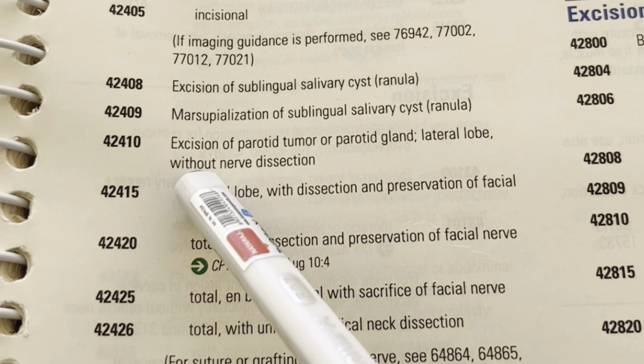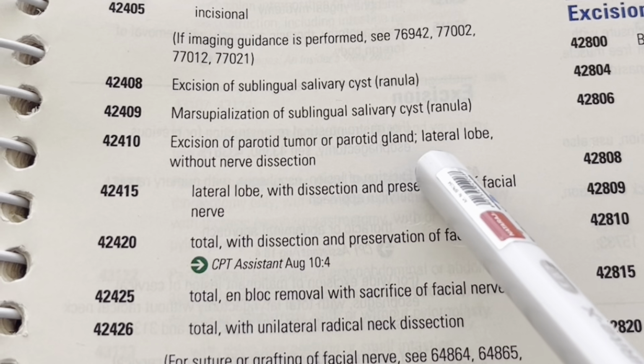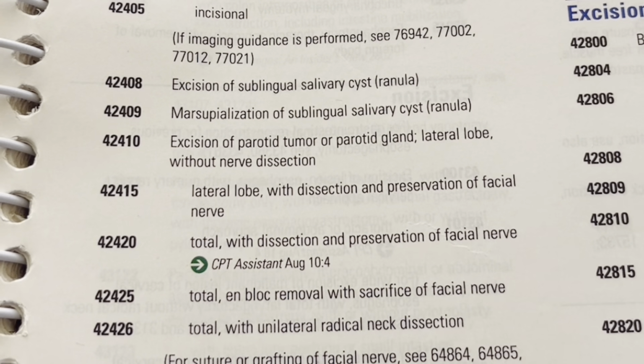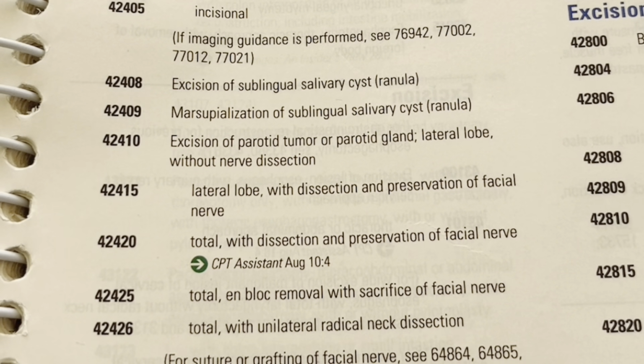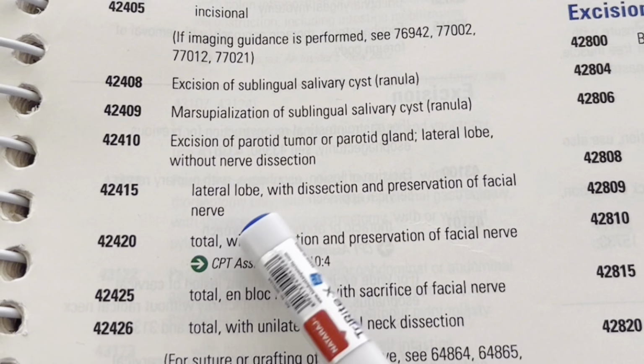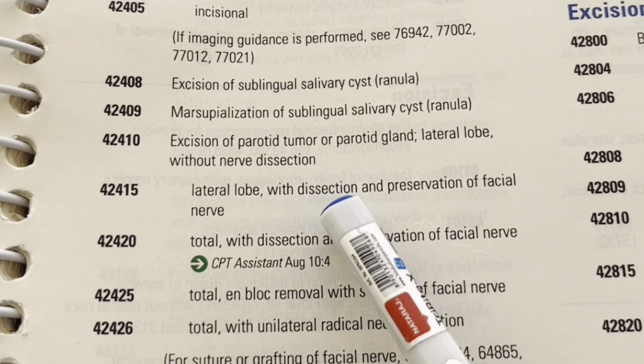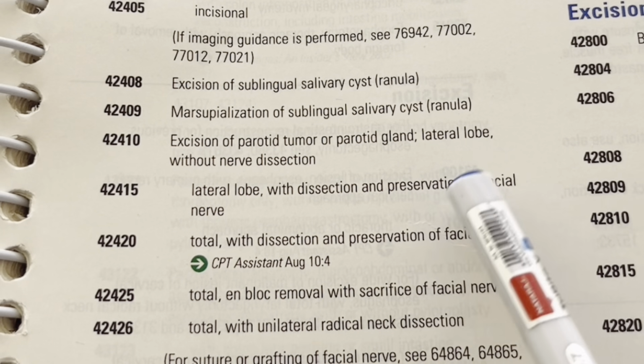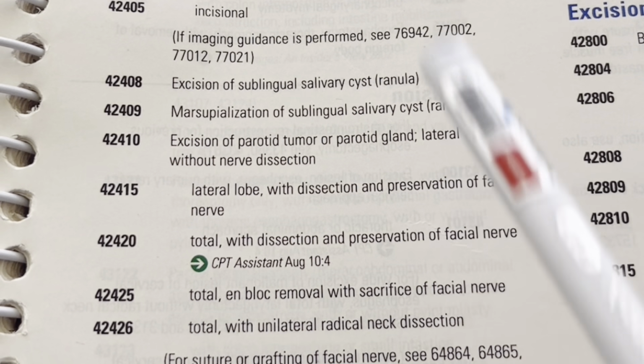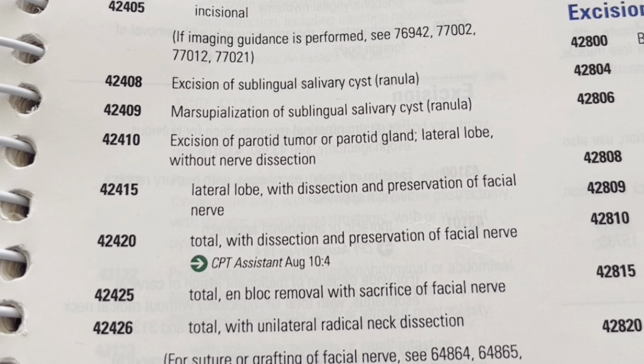Here it is: excision of parotid tumor or parotid gland, lateral lobe without nerve dissection. In our question, it is a right lateral lobe parotidectomy with the dissection. So that will not be the answer. Option B, 42415. What is 42415? Lateral lobe with dissection and preservation of facial nerve. Yes, this is what our question says, with the dissection and preservation of facial nerve.